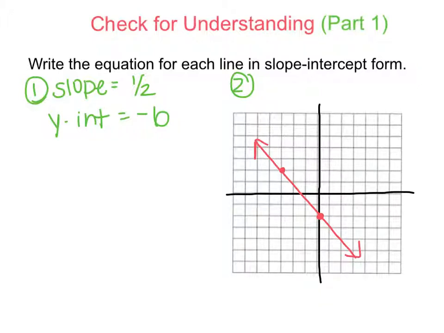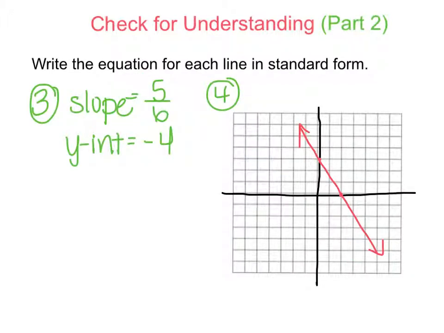Okay, you have 4 questions in your check for understanding. This page has 2 questions. These both need to be written in slope-intercept form. One just given the information, the other from a graph where you have to find the information. And then the next page is going to show you part 2. So these 2 questions need to be written in standard form. Again, the first question, or number 3, gives you the information. Number 4, you're going to have to find it. Make sure it's in standard form. Then make sure to check your answers before you go on.